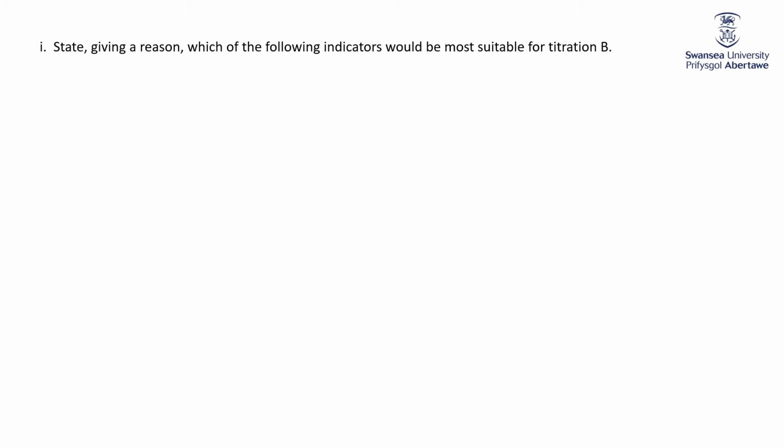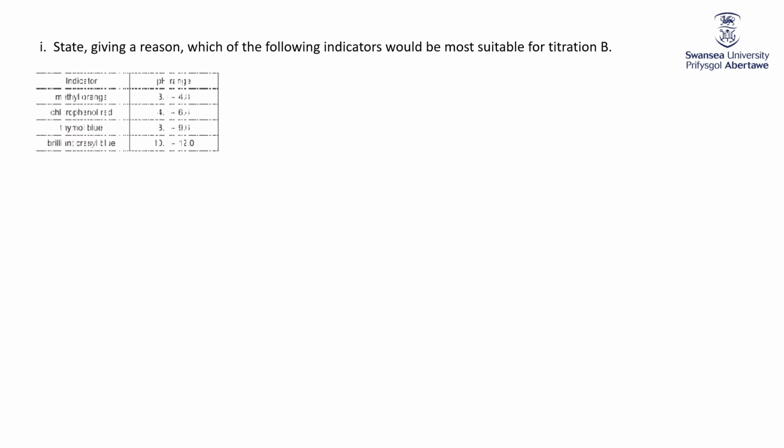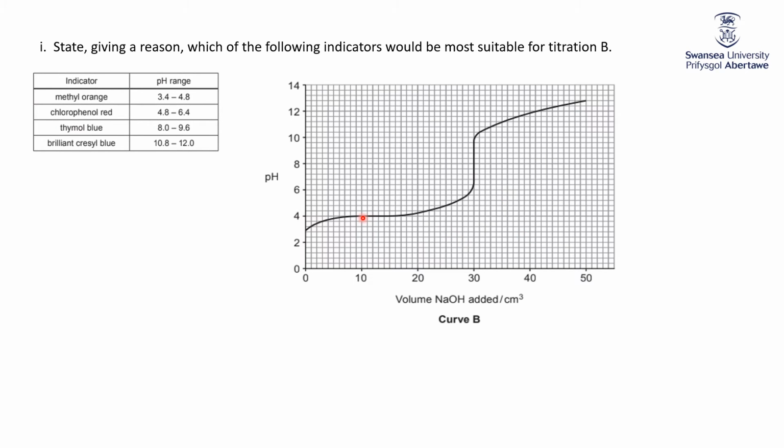Which of the following indicators would be most suitable for titration B? Okay, well, there was titration B. Now, remember, the idea of an indicator is it's a weak acid where the acid and the conjugate base are different colors. And the pH range is the range at which it will change color. So it goes in, whatever the color is for the acid, comes out, whatever the color is for the base. And the pKa of the weak acid that is the indicator is smack in the middle of this range.